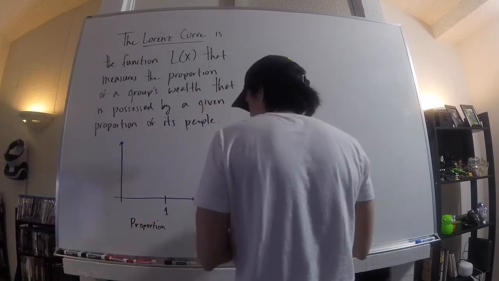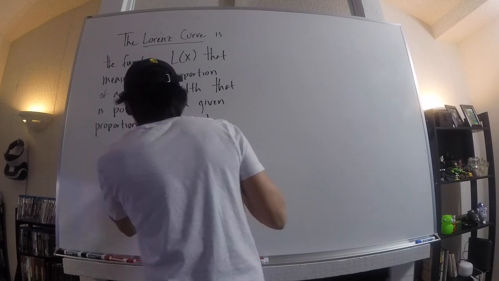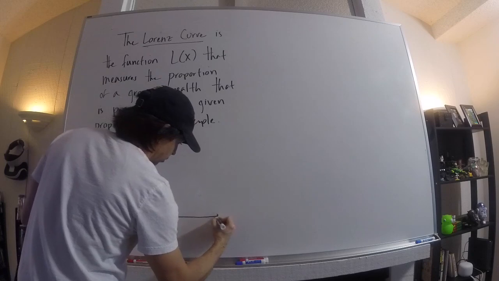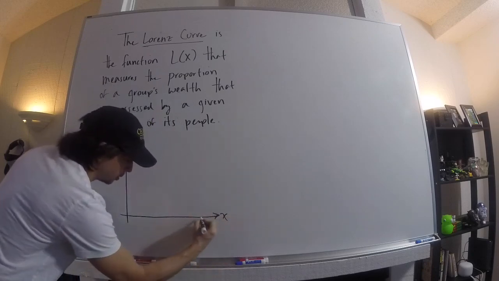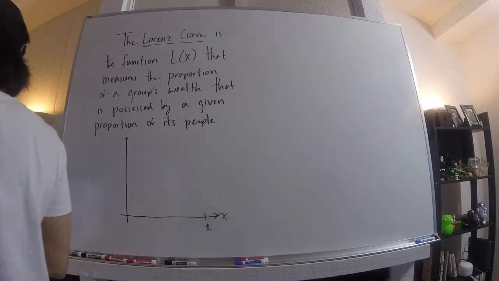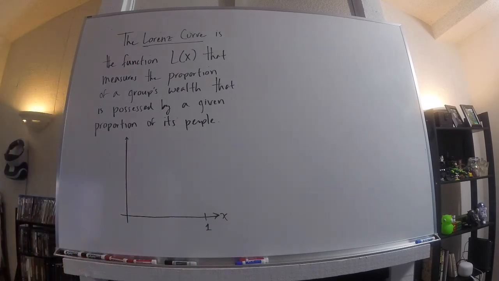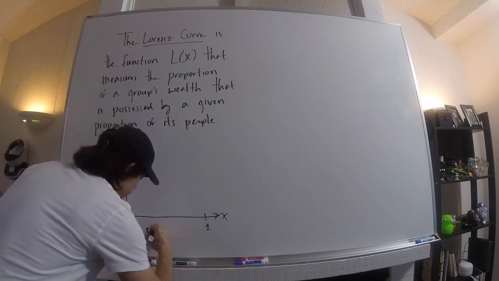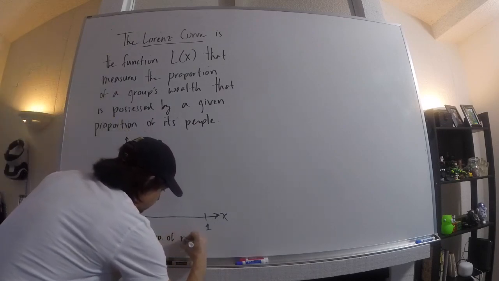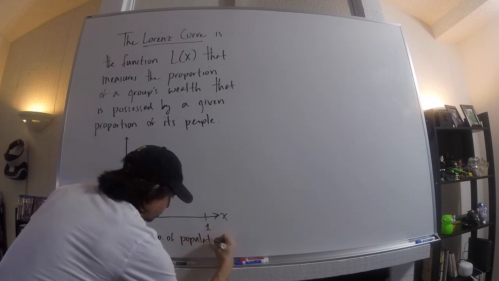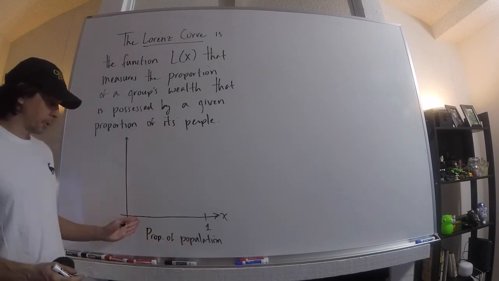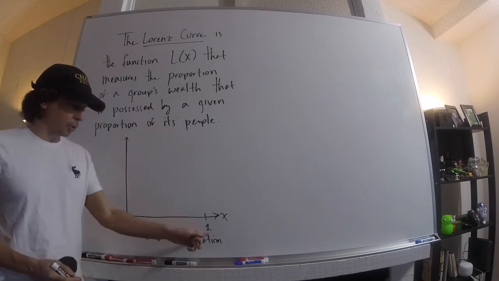I'm going to draw this bigger and put in some details. They're going to be fake details, but they will illustrate it nonetheless. 1 representing 100%, and that's a proportion of people. Proportion of the population. So 10% would be there, 50% there, 100% is the 1.